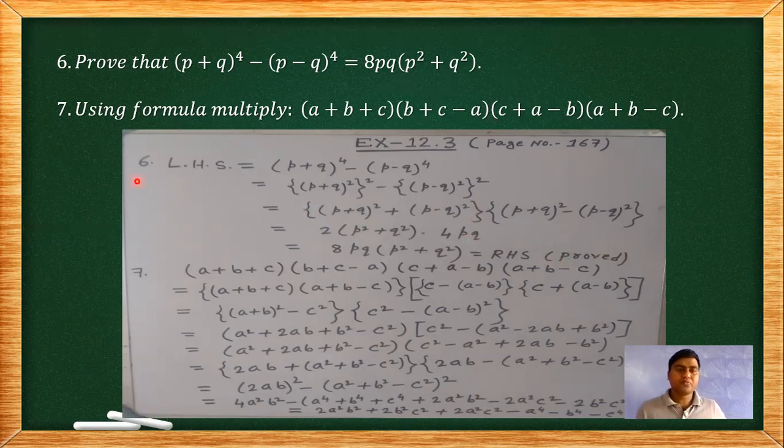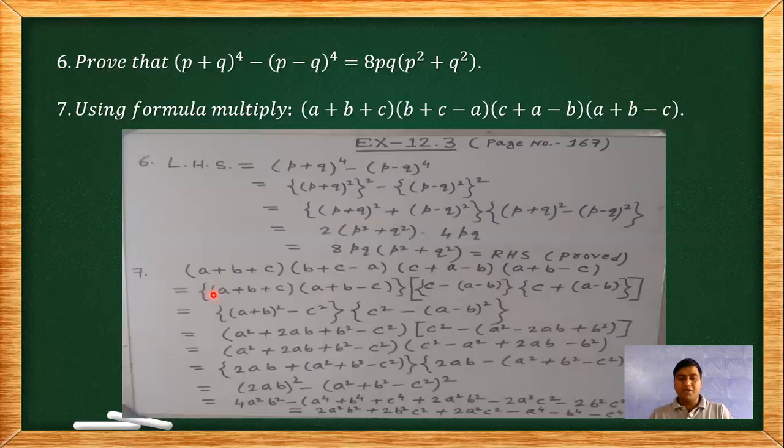And next problem, using formula: multiply (a plus b plus c) into (b plus c minus a) into (c plus a minus b) into (a plus b minus c). So now this equals, we rearrange the terms. We write a plus b plus c with a plus b minus c, the last term. We rearrange the terms, first term with last term.